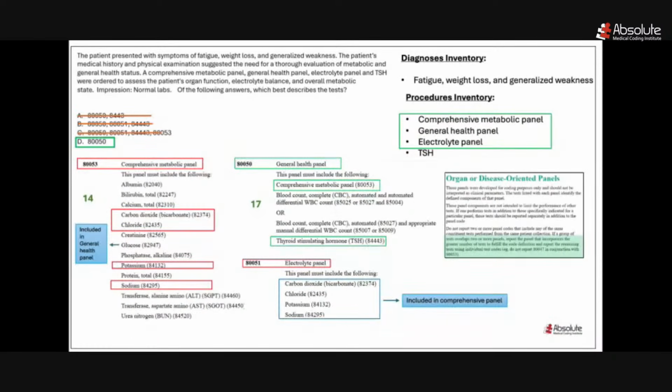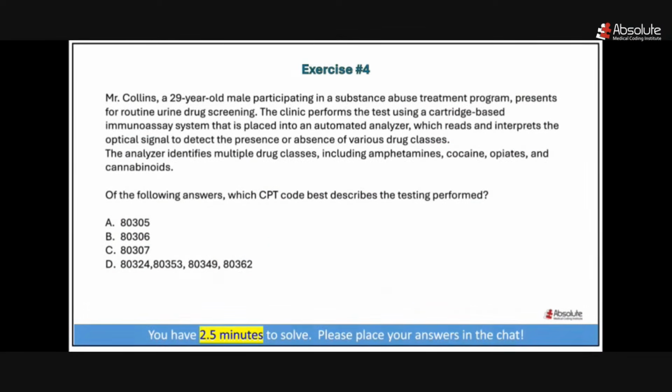Wonderful job, coders. Let's quickly move on to exercise number 4. I have some more scenarios for you today.